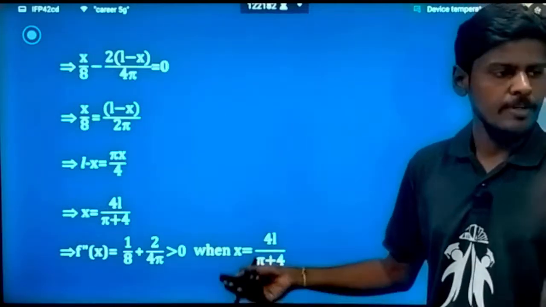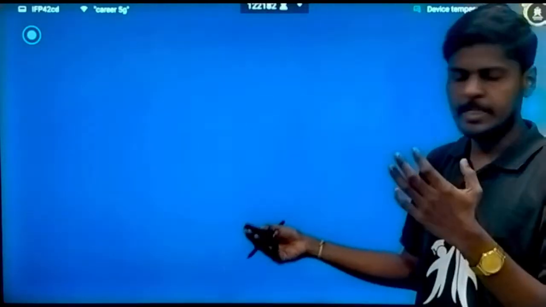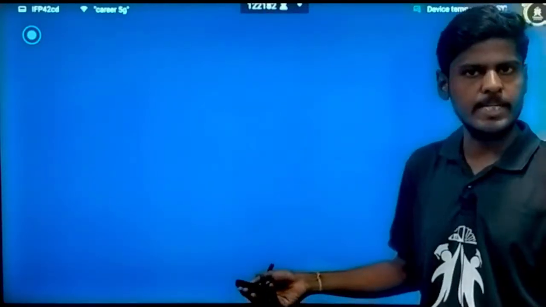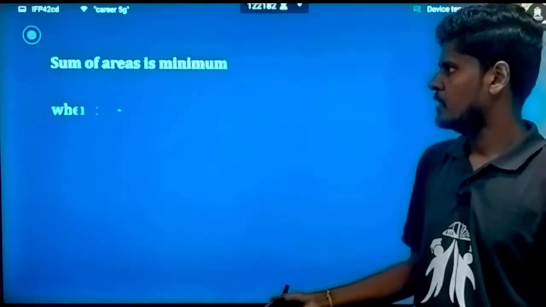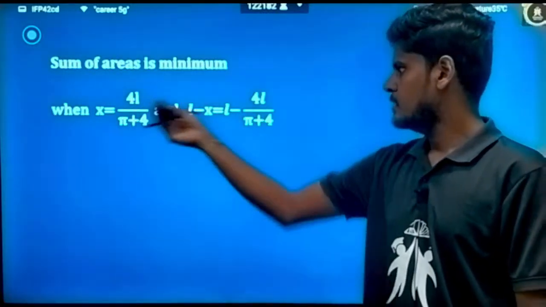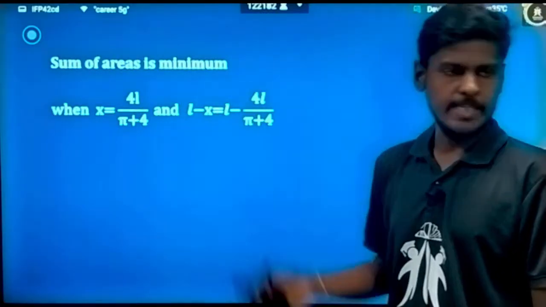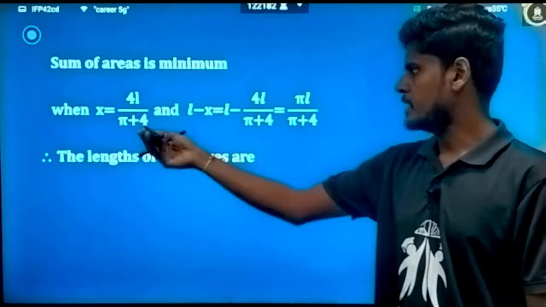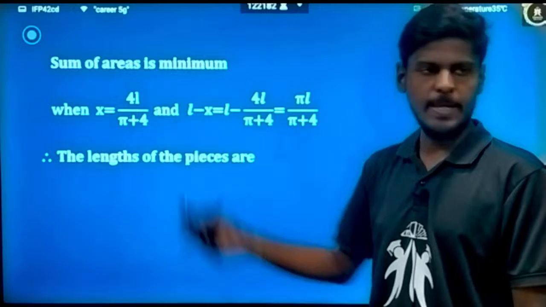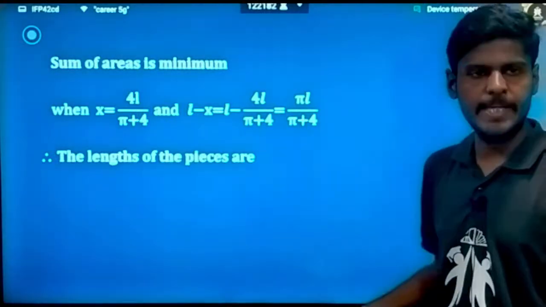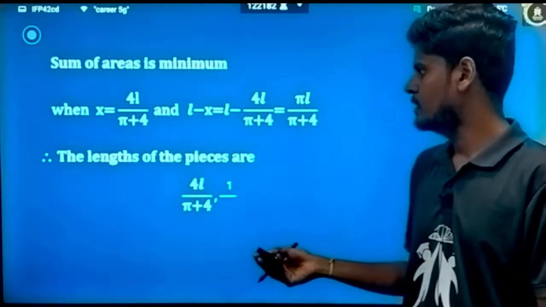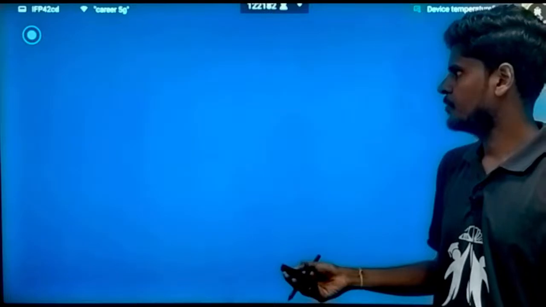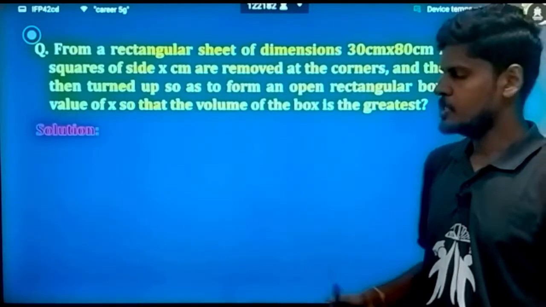So the perimeter of the square as well as the circular region is what we need to find. That is X and L minus X. So the perimeter of the square region is 4L by pi plus 4 and the circular region is pi L by pi plus 4. Next question.